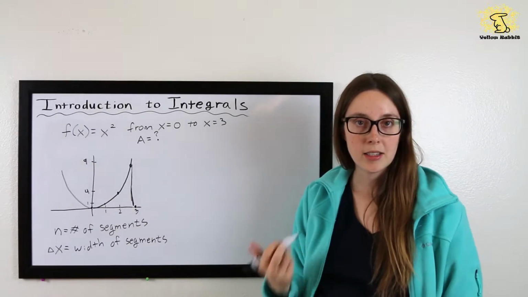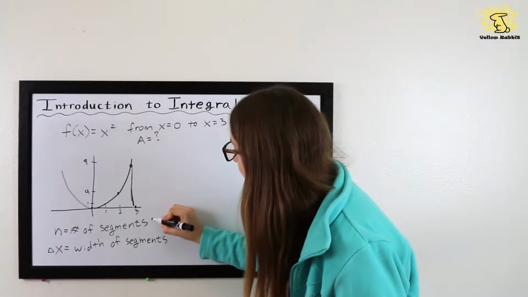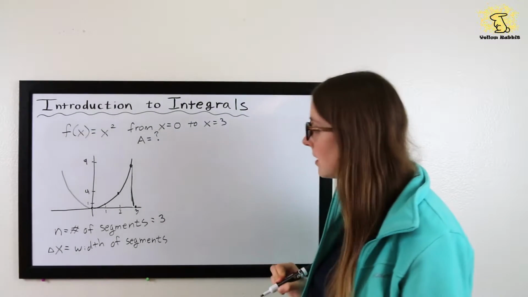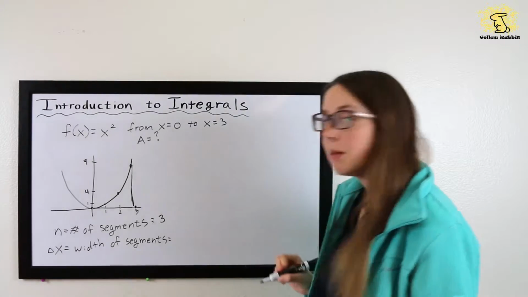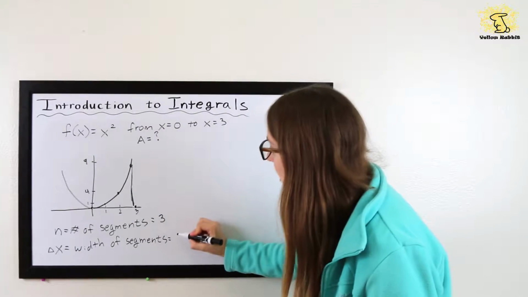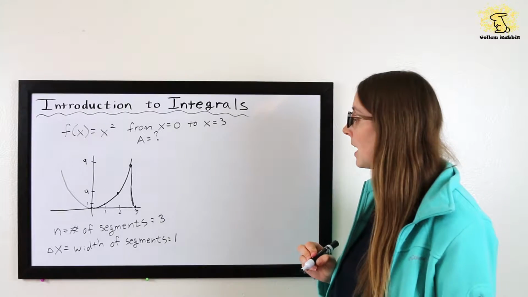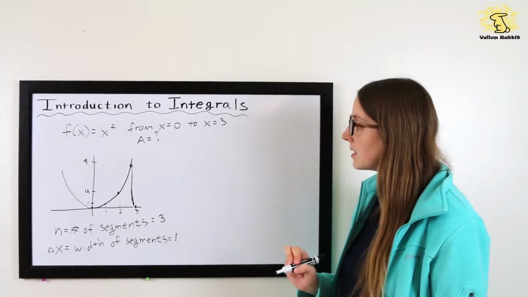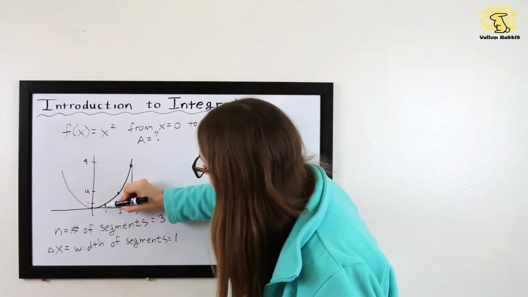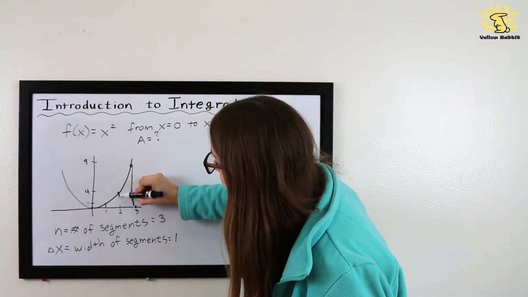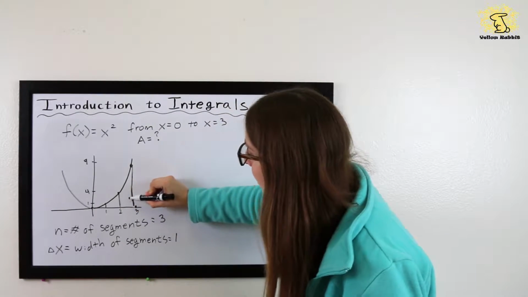To start out, let's start easy. Let's make our n equal to 3 segments. That means the width of each segment will be equal to 1. So n equals 3, delta x equals 1. That makes my segments here 1, 2, and 3.